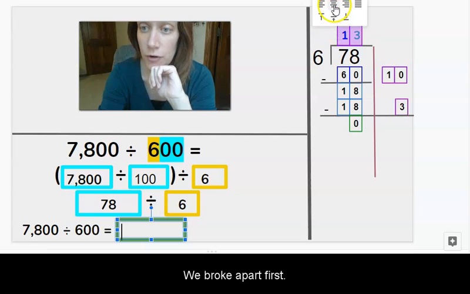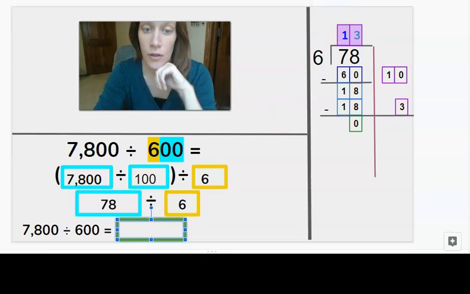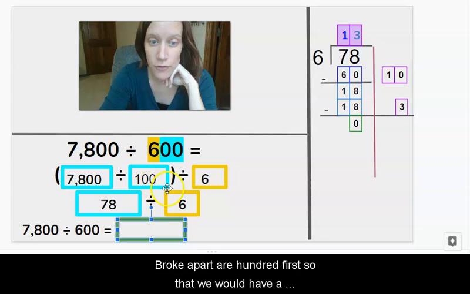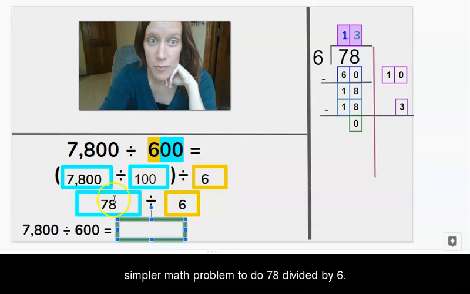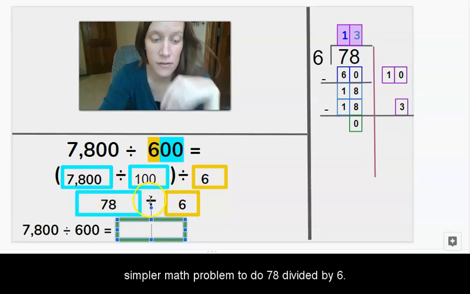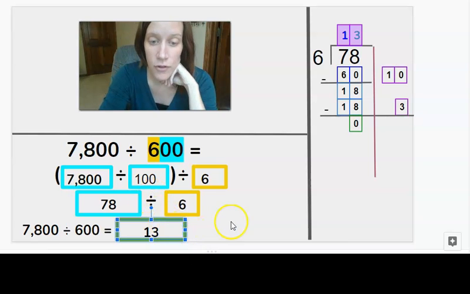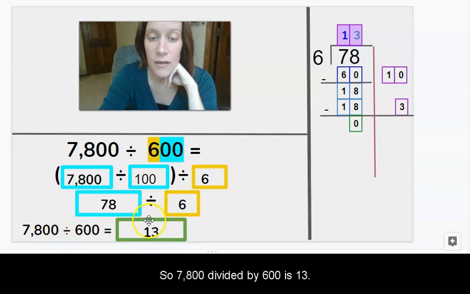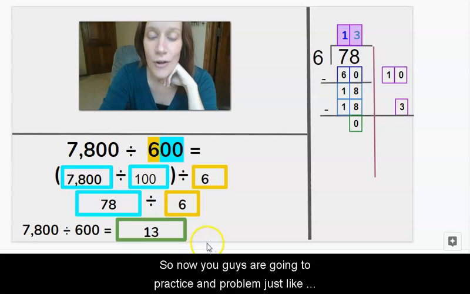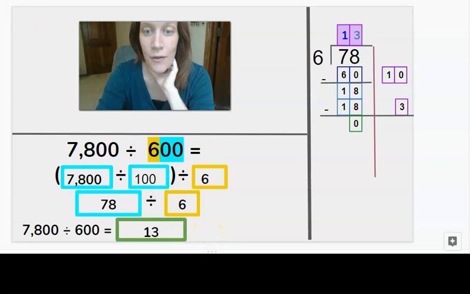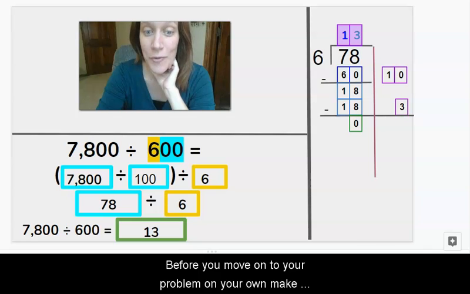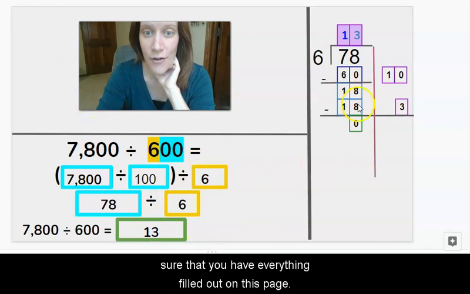We broke it apart first. We broke apart our 100 first so that we would have a simpler math problem to do, 78 divided by 6, and we got our quotient of 13. So 7,800 divided by 600 is 13. So now you guys are going to practice a problem just like this on your own. Before you move on to your problem on your own, make sure that you have everything filled out on this page.